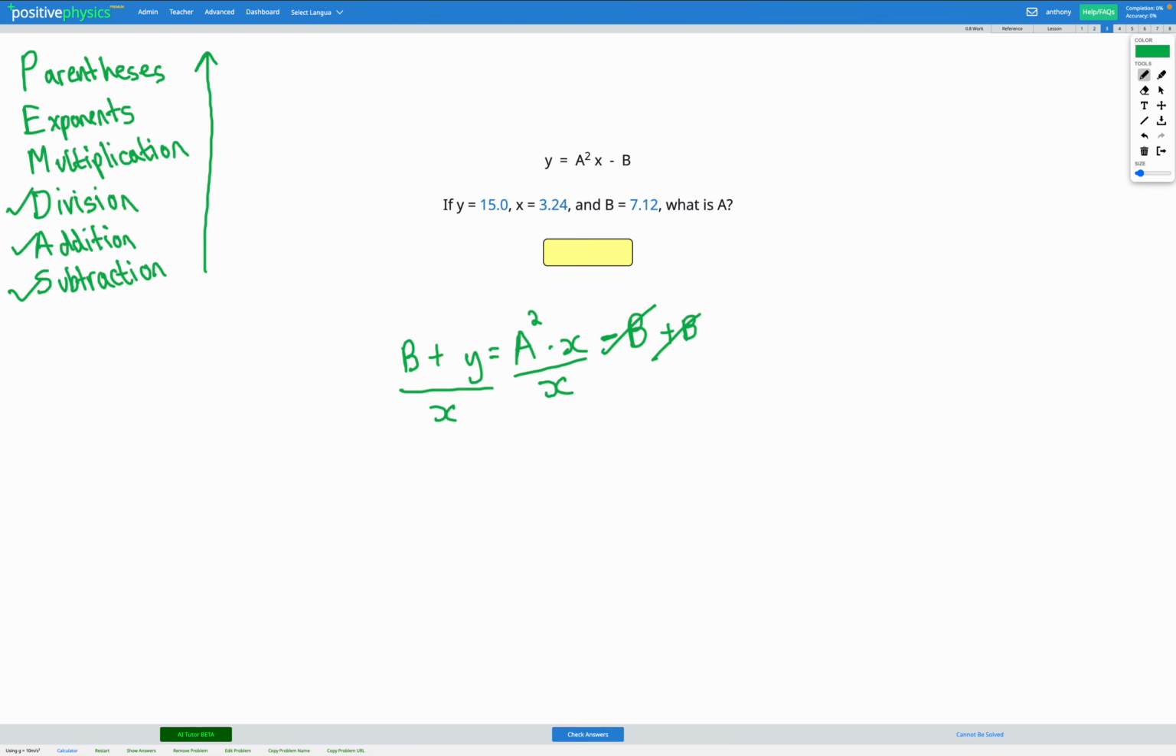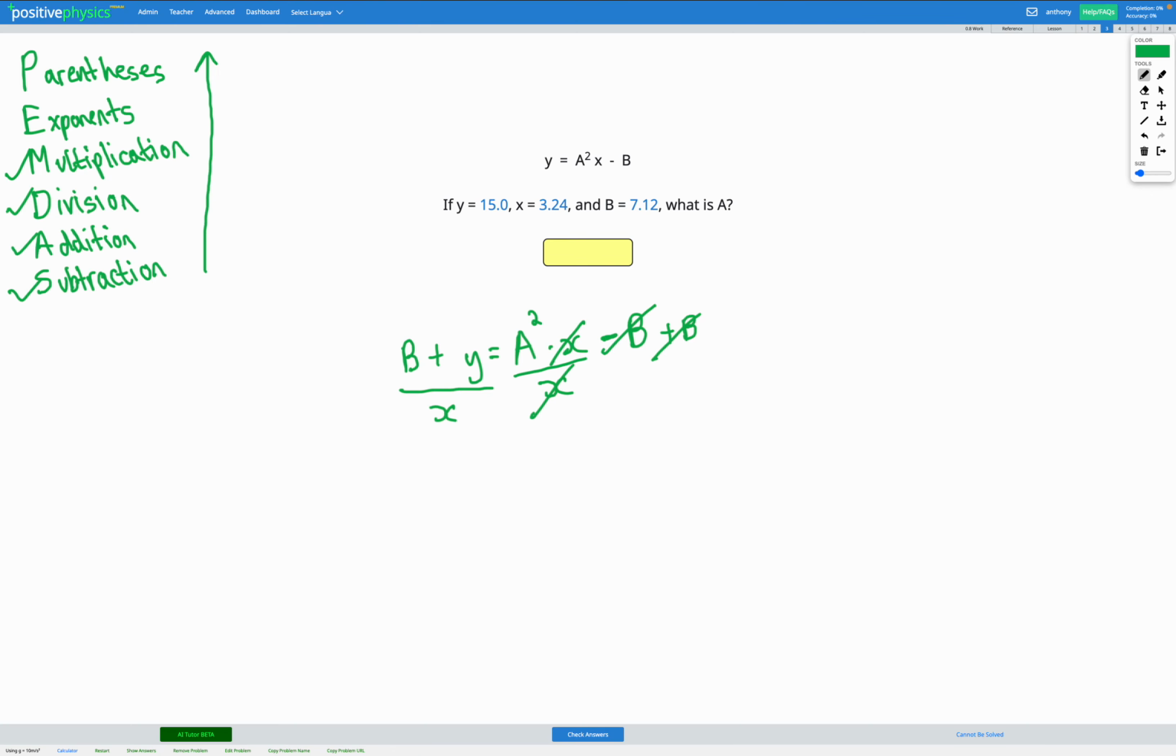Now, multiplying by x and then dividing by x, again, has no effect. So I can cancel those out on the right, and I'm just left with b plus y divided by x is equal to a squared. Awesome. Now we've done the multiplication on the right. The last thing left is squared. That's an exponent. So that's going to be our next and final thing we're going to do, since we don't have any parentheses in this question.